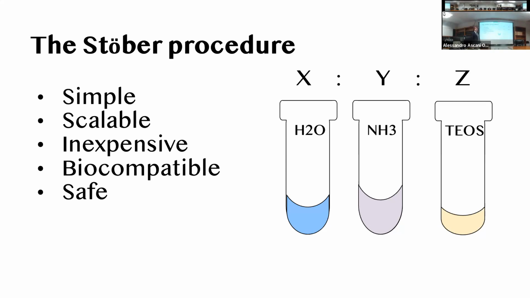The size of the particle depends on the ratio of water, ammonia, and an orthosilicate. In our case, we're using the standard one that was used in the original Stober procedure, which is tetraethyl orthosilicate, or TEOS. And essentially, by regulating this concentration, we are able to produce particles that are monodispersed, meaning they are all in the same size range with very little variation in size. And we can basically produce as many as we want.